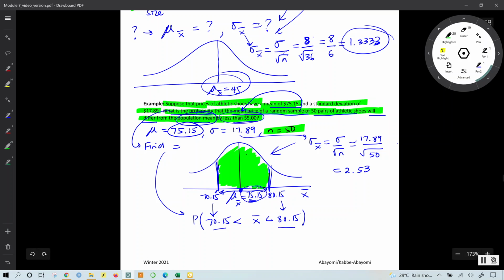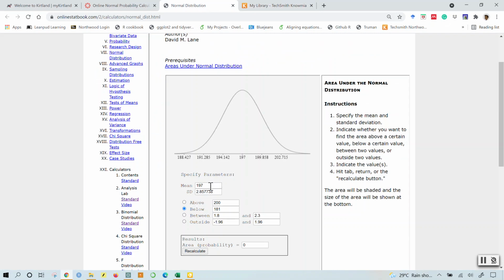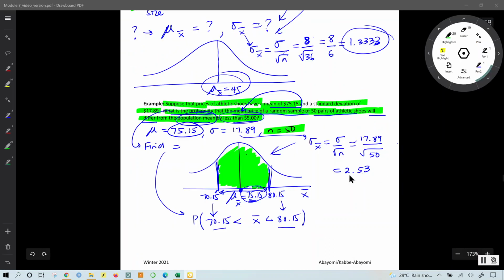Notice that these two values are the bounds for values that differ from 75.15 by less than $5. So to complete this question, I'm going to need the mean and the standard error in my normal distribution calculator. So here's my normal distribution calculator, and I have 75.15 and the standard error. The standard error is 2.53, so 75.15, 2.53.